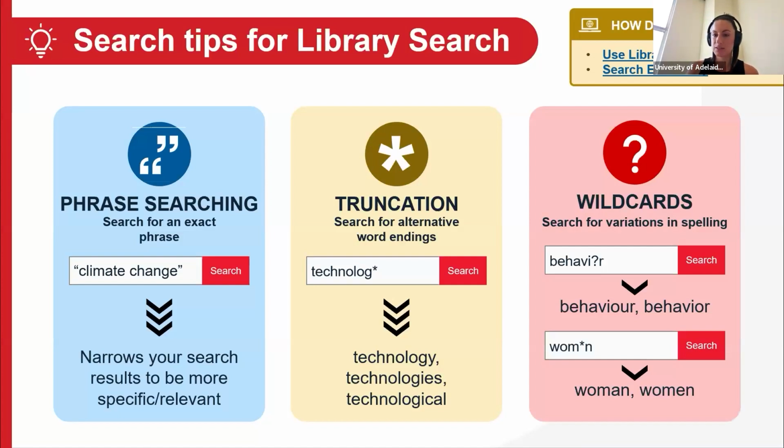And then you have wildcards. So wildcards are used when there are variations in spelling. So most commonly, this is when we have a difference in American and Australian spelling, whereas we usually will have a U in the word, such as in behaviour, whereas the US will omit the U. So you could put in a question mark where there might be that slight difference in spelling. And I've just realized down here in the woman and women, that should be a question mark there. But that's just another example where you might find using a wildcard is handy for you.